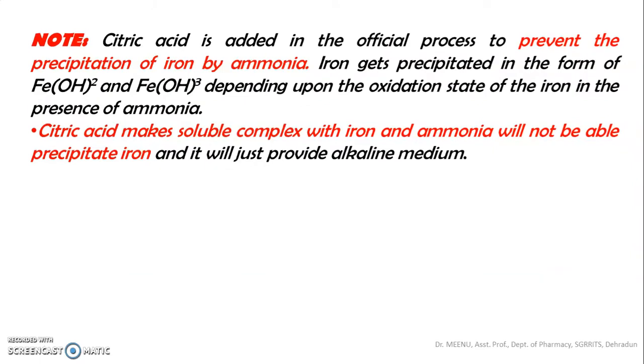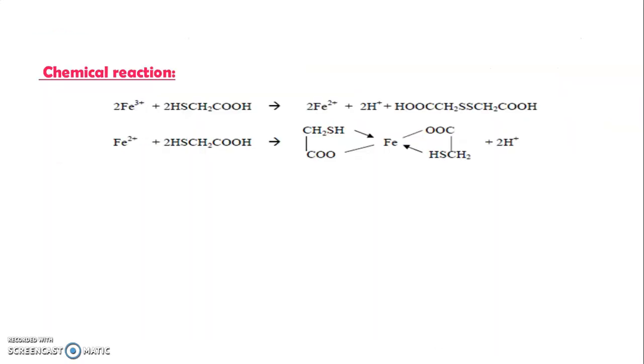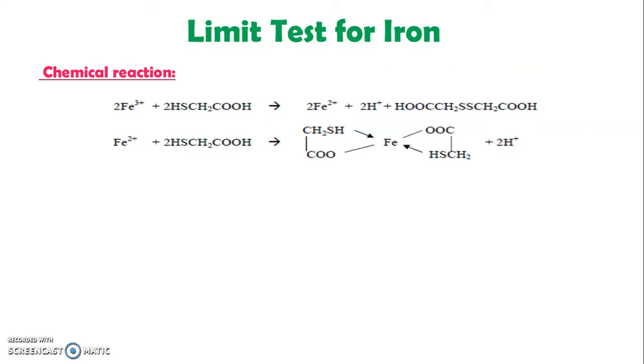We have to note that citric acid is added in the official process to prevent the precipitation of iron by ammonia. Iron gets precipitated in the form of ferrous hydroxide and ferrous oxide, depending upon the oxidation state of the iron, in the presence of ammonia. Citric acid makes a soluble complex with the iron, and ammonia will not be able to precipitate iron, and it will just provide an alkaline medium. So this is the chemical reaction that occurs between the ferrous ion and thioglycolic acid, that is, the formation of a coordinate compound known as ferrous thioglycolate complex.